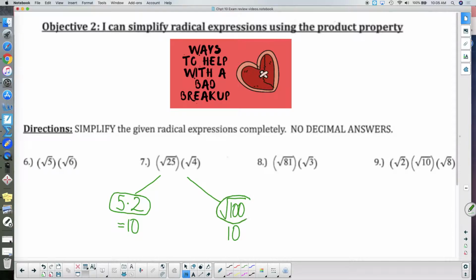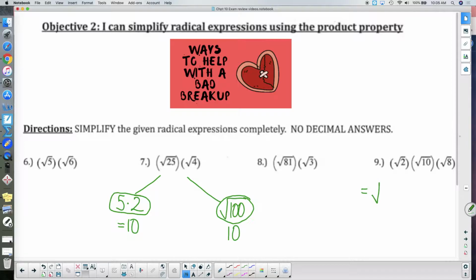Or, well, putting them back together, and then maybe I need to break them up differently. So if I look at number 9, I do not know the square root of 2. I do not know the square root of 10, meaning they aren't whole number values, and I do not know the square root of 8. So it looks like a bad breakup.